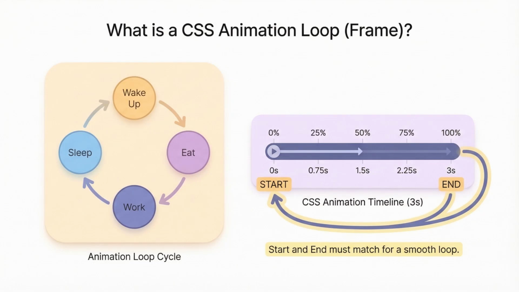Here's a critical rule for smooth loops. Your starting state and ending state must be identical. If the color starts at red at 0%, it must return to red at 100%. If they don't match, you'll see a visible jump or gap between each repetition, which looks broken.